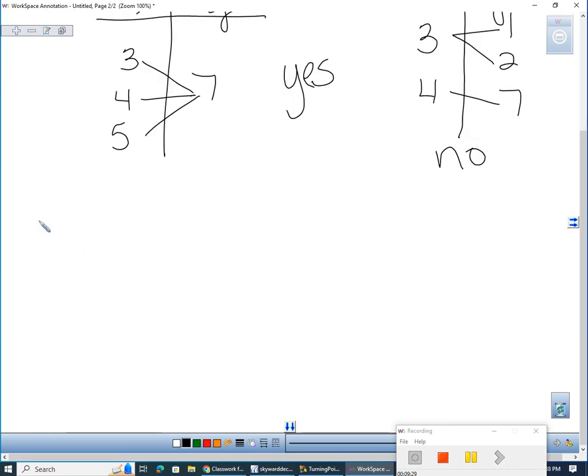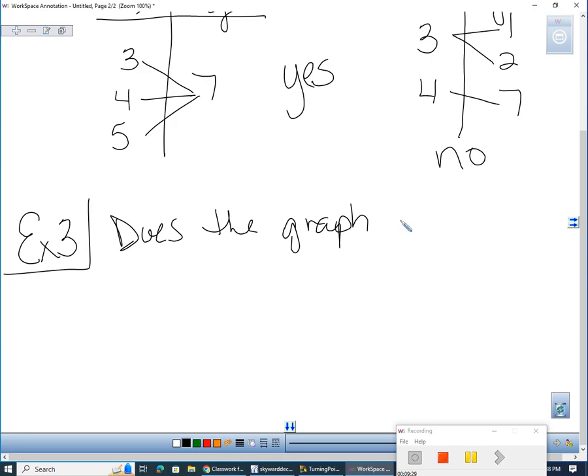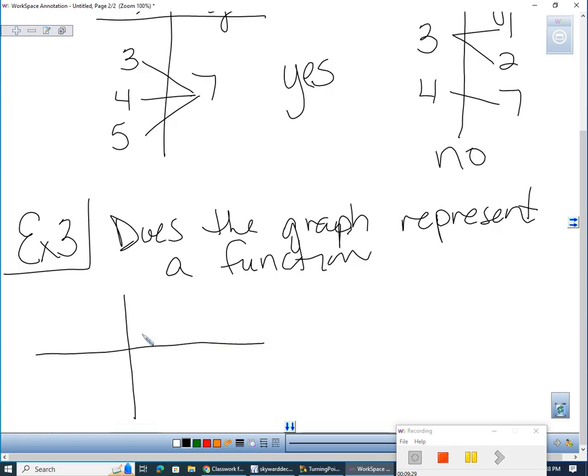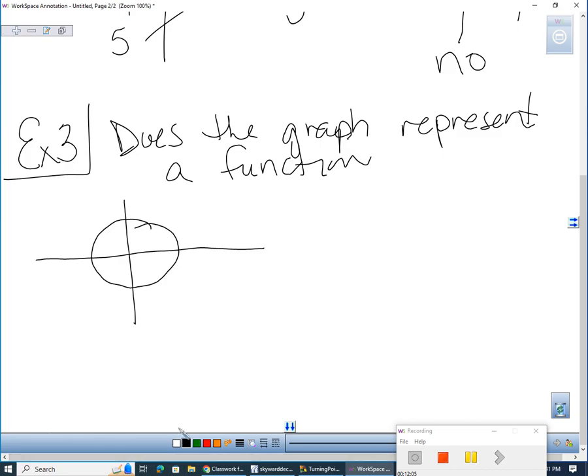Example number 3. Does the graph represent a function? Here is my first one. Here is my graph. Yes or no? If I were to draw a vertical line down in my graph, does it cross the actual graph more than once? So this is no.